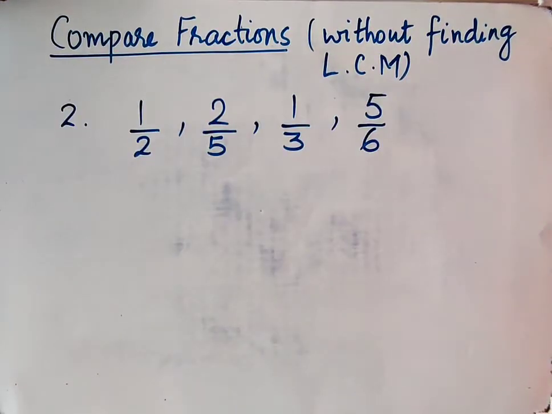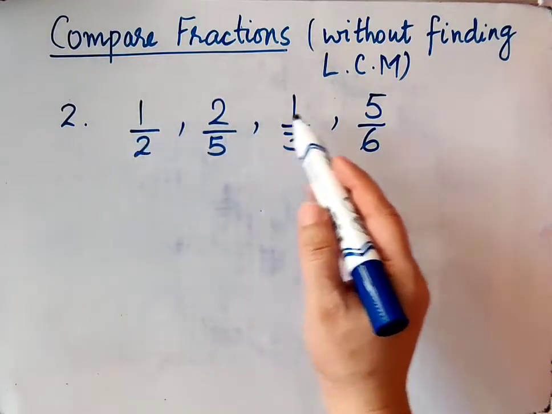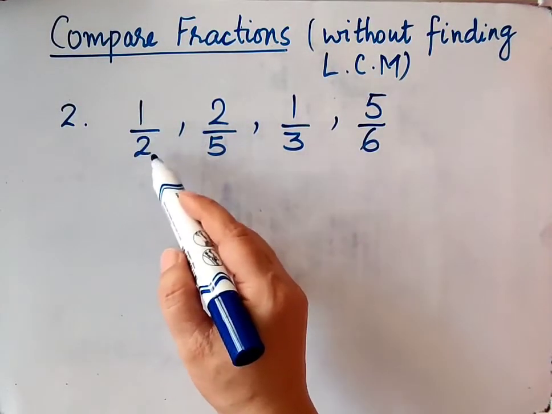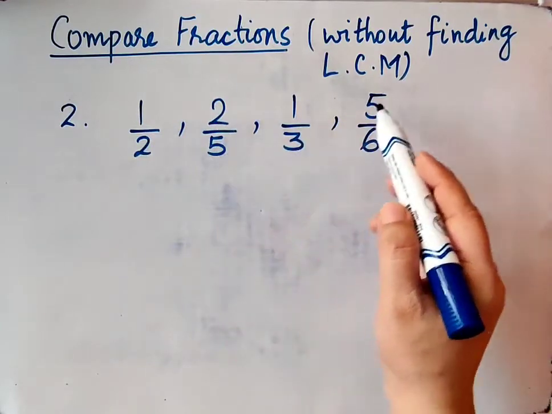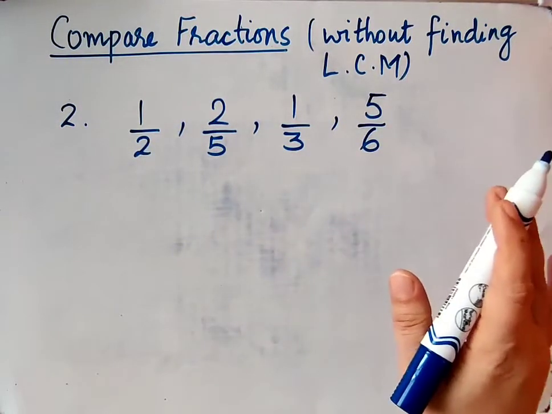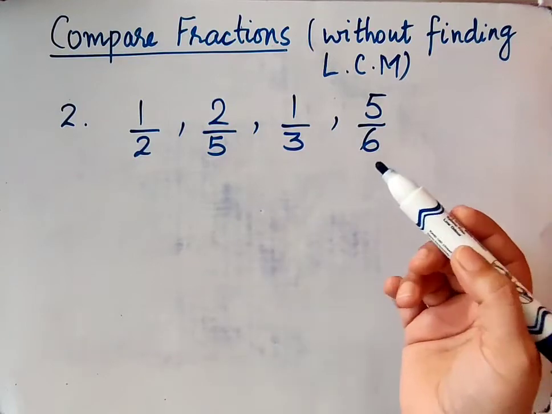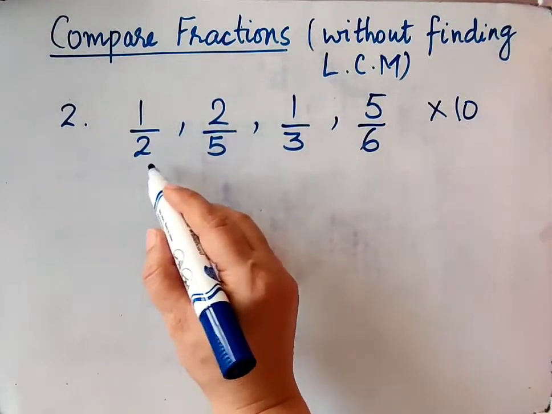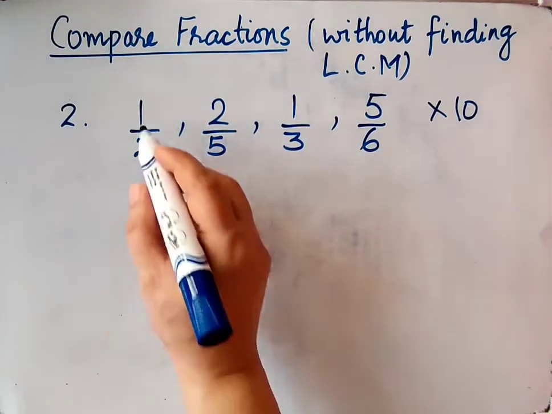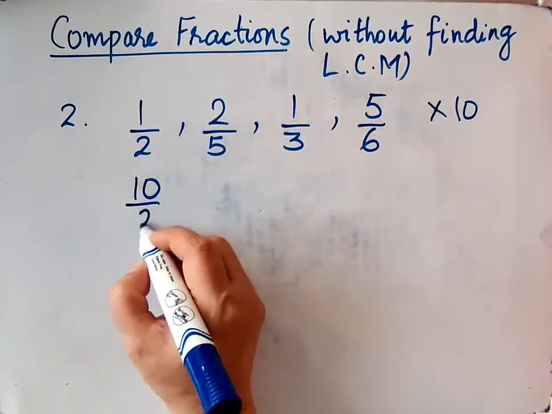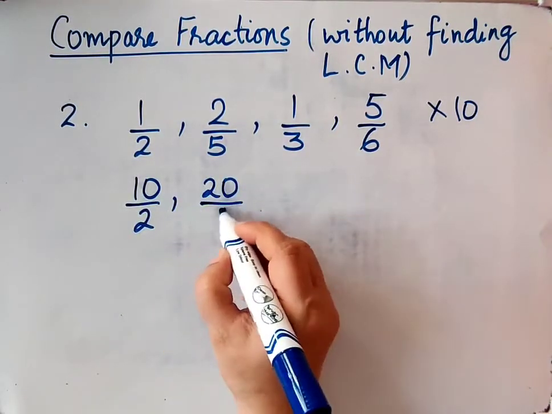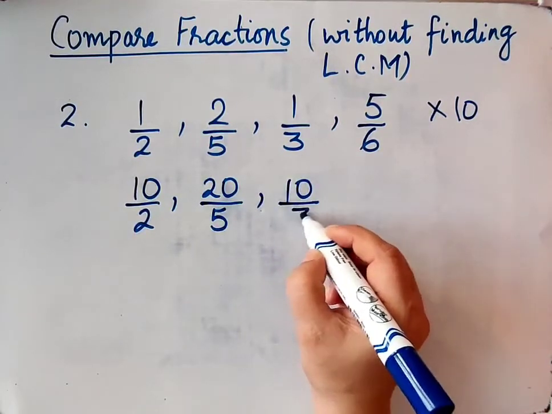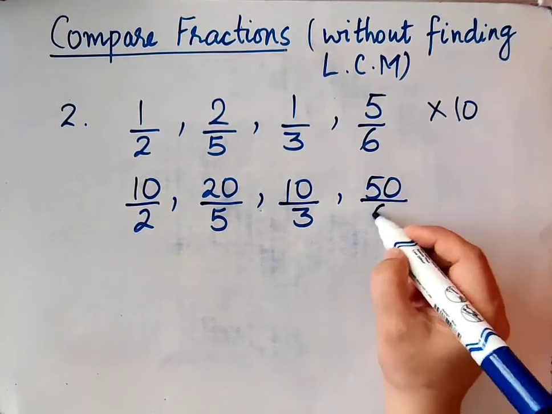Now here in the second part, we have to compare the given fractions, that is 1 by 2, 2 by 5, 1 by 3, 5 by 6. What I will do here is see that the numerators are smaller than the denominators. So I will multiply all the numerators by 10 so that I can easily divide them by the given denominators. Multiplying by 10, this becomes 10 by 2, this becomes 20 by 5, this becomes 10 by 3, and this becomes 50 by 6.